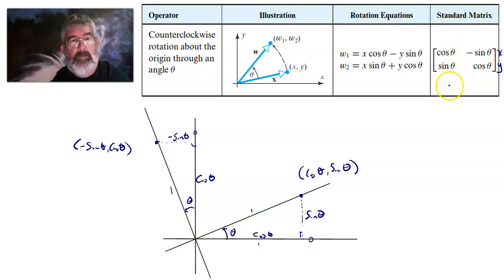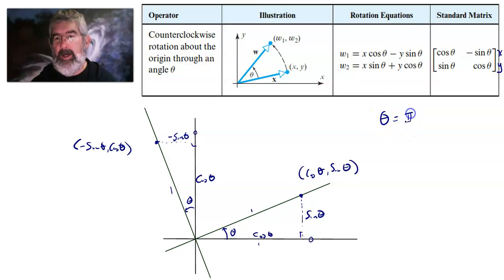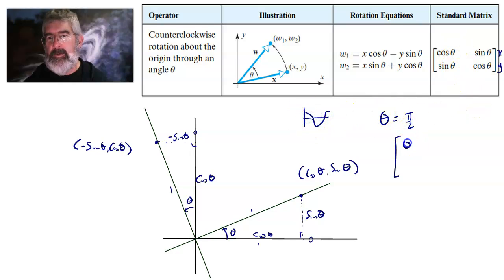So for instance, some pretty specific ones. If you rotate through an angle of, let's say, pi over 2, so 90 degrees for those of you who don't speak radians. If you don't speak radians at this point, you really need to learn how to speak radians. So if I'm just plugging in a pi over 2 here, cosine of pi over 2 is 0. The sine of pi over 2 is 1. This is a minus 1 and 0.